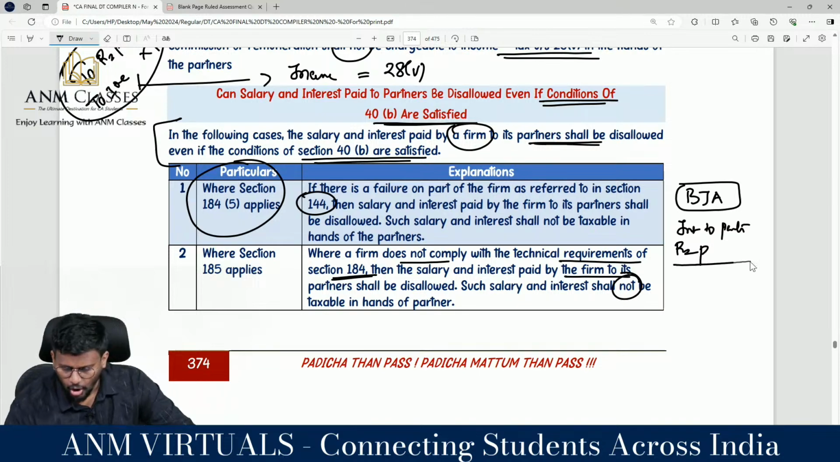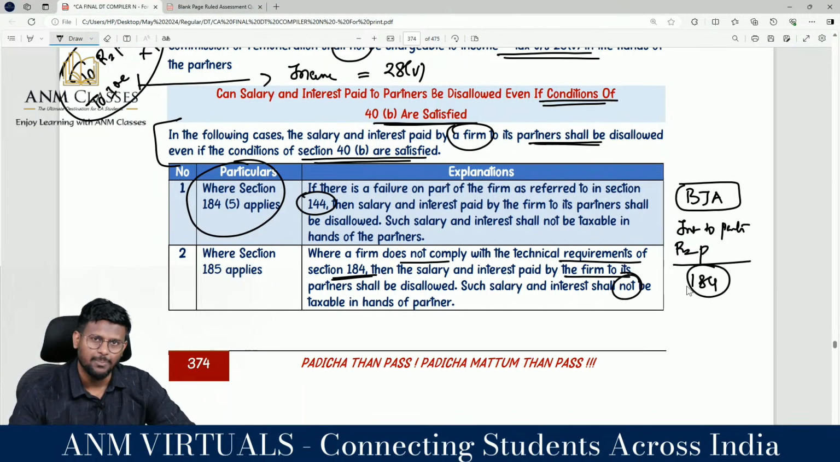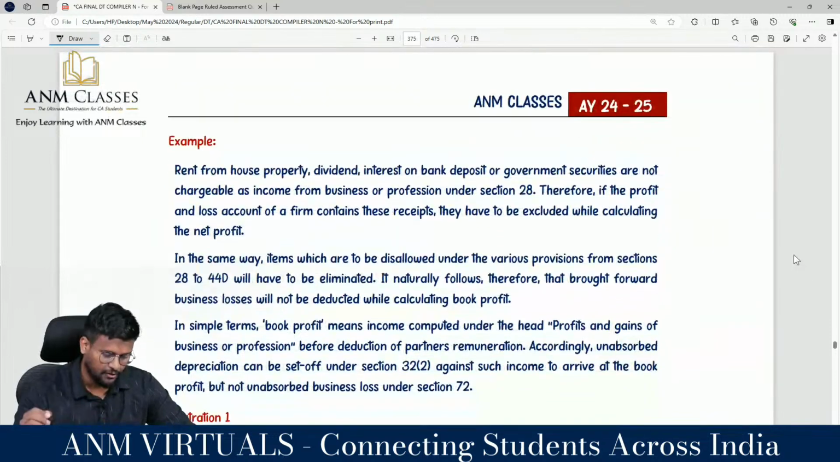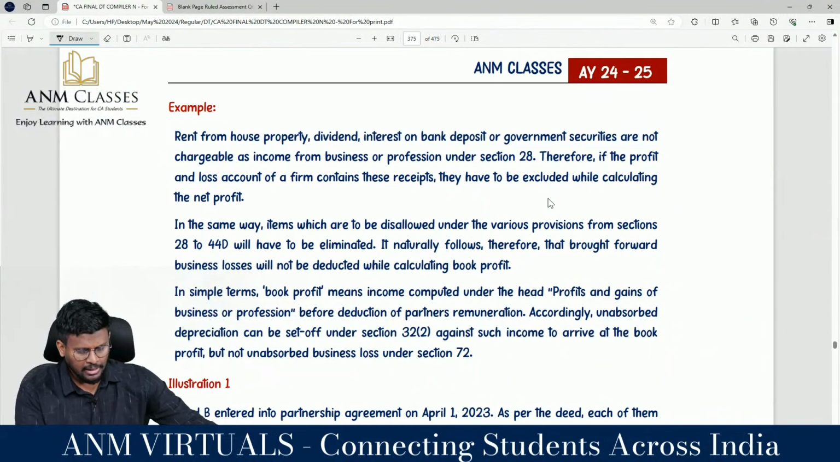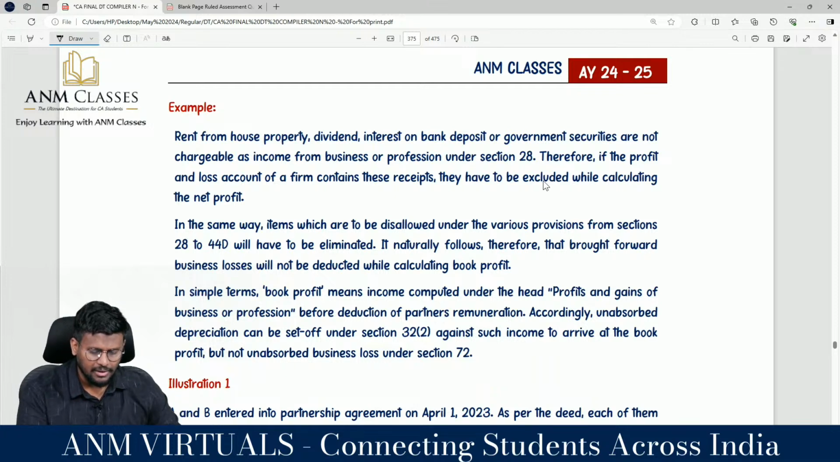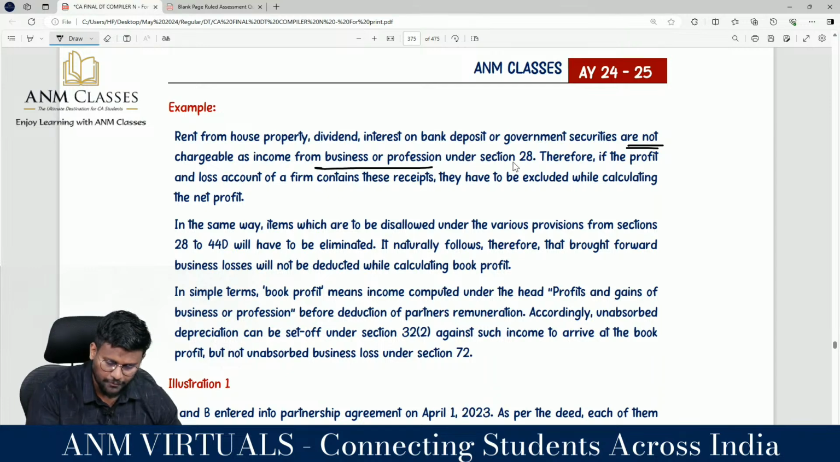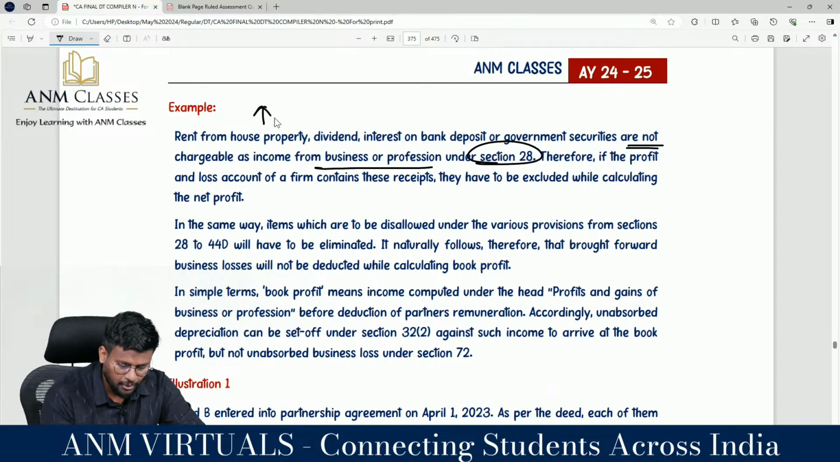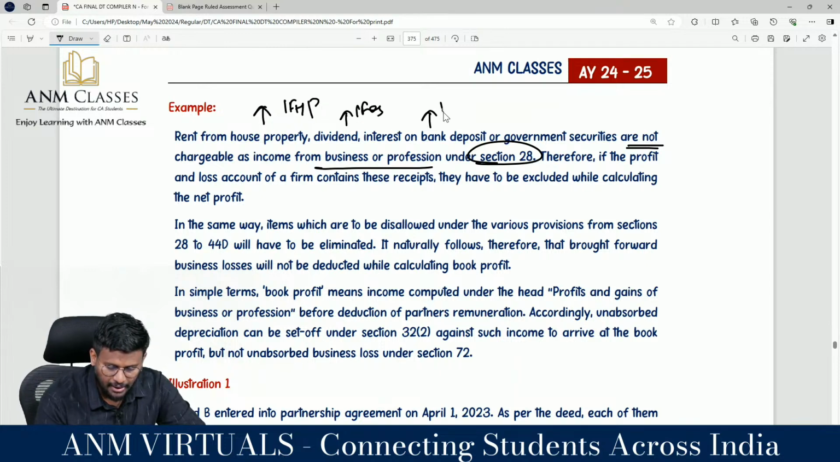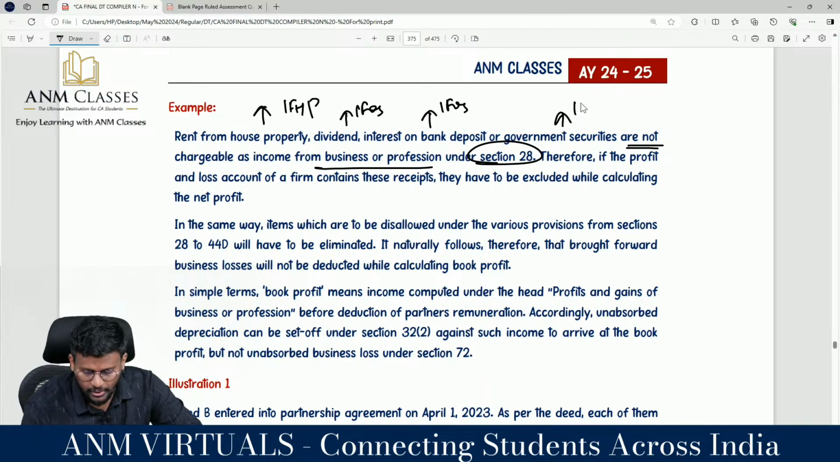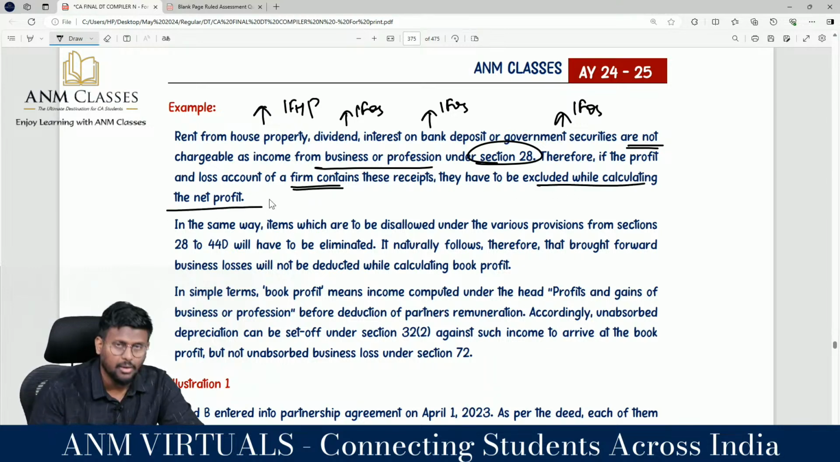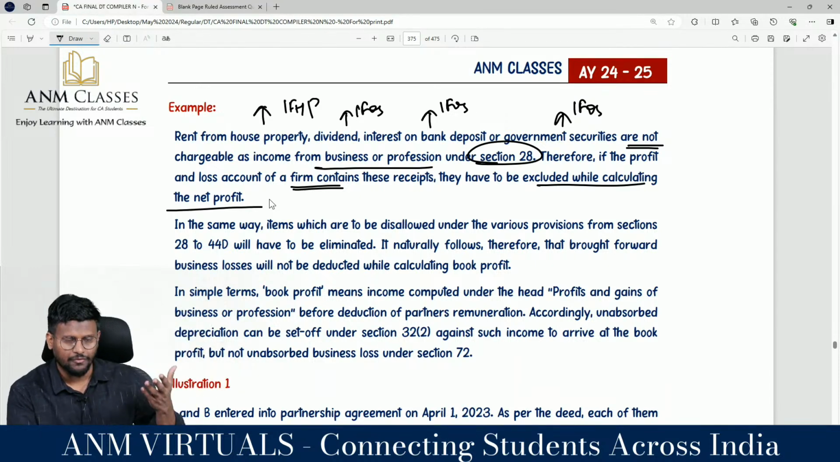Number 2, you have not satisfied the condition what you are supposed to be satisfied as per section 184. Example we are having. 1, rent from house property, dividend, interest on bank deposit or government securities are not chargeable as income from business or profession under section 28. Rent from house property is income from house property, dividend is IFOS, interest on bank deposit is IFOS, or government securities also IFOS, right? Therefore, if the profit and loss account of a firm contains these receipts, they have to be excluded while calculating the net profit. Yes, these items have to be removed from the net profit.